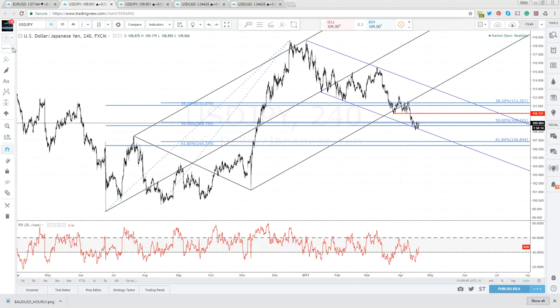One more thing, and I love 4-hour charts, by the way. And I like drawing RSI trend lines. So that will be an area to pay attention to if we can get above 51 on RSI 20. I use RSI 20.